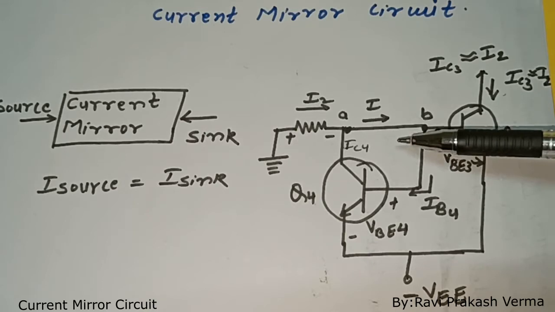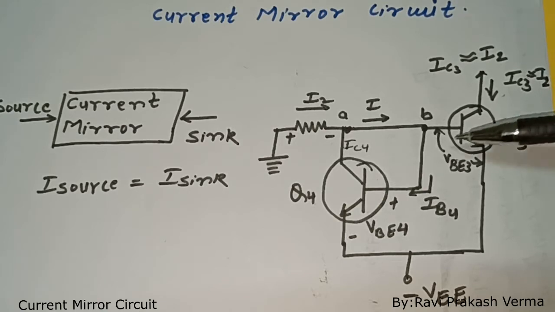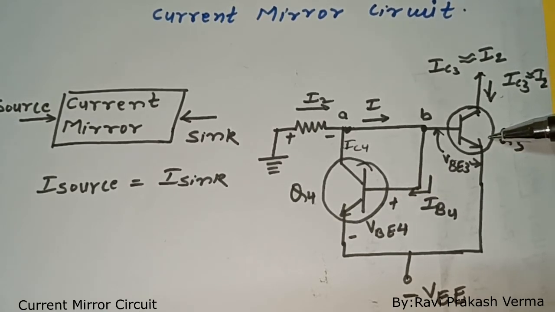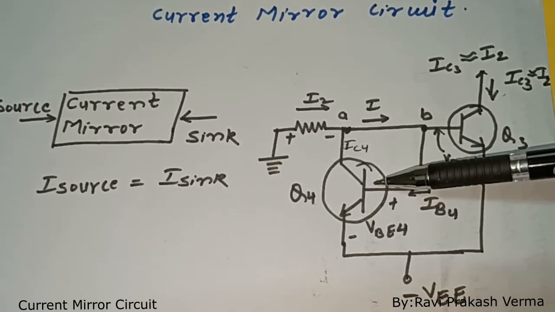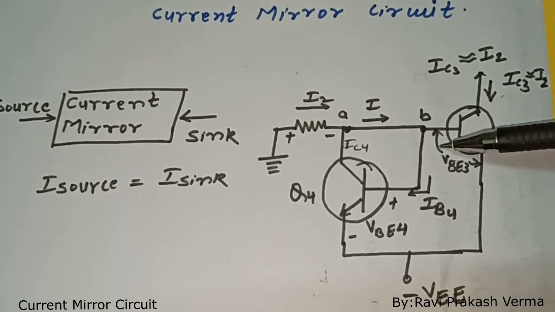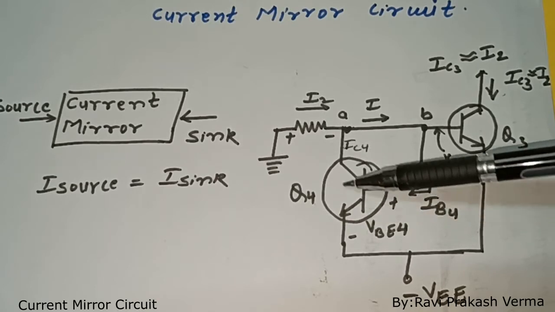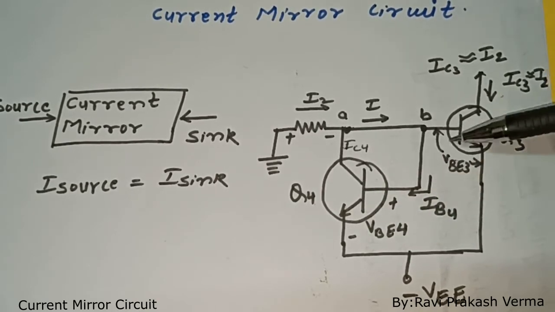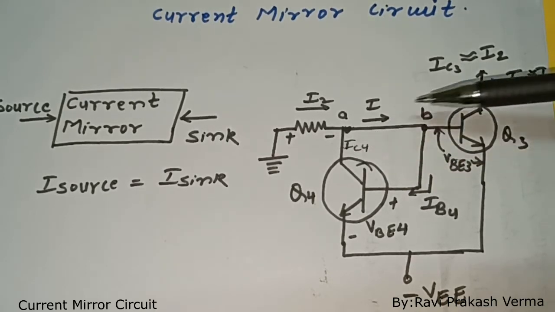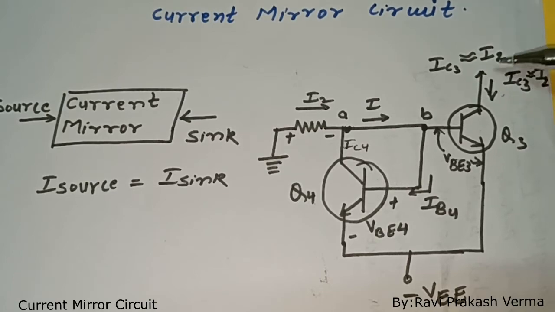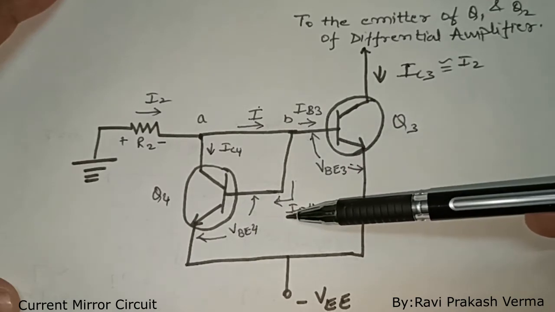In this circuit, two transistors Q3 and Q4 have been taken. These two transistors are matched with each other. Matched transistor means the characteristic of this transistor is similar to transistor Q4. The value of VBE, base to emitter voltage, is equal to the base to emitter voltage of this Q4, and both transistors have the same beta value, and also the collector current in Q4 is equal to the collector current in Q3. Similarly, the base current IB3 is equal to IB4.